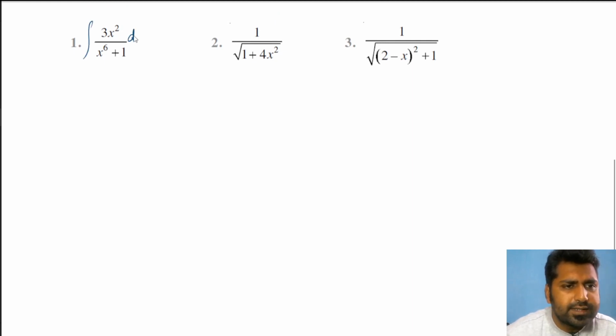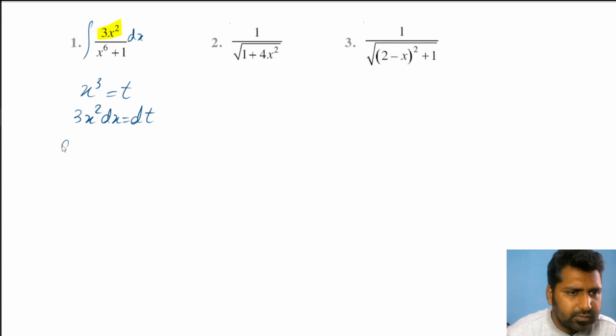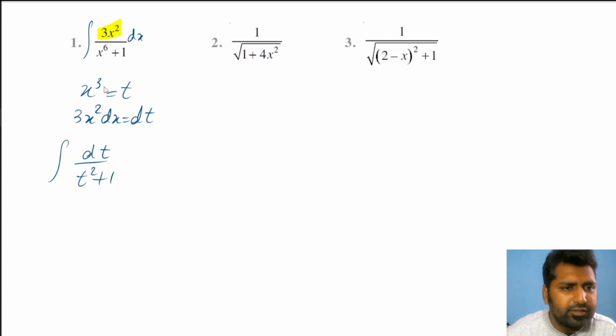So we have to integrate this with respect to x. First of all, the power is 6. That's a big power as such. But look at this, 3x square. This is the differentiation of something. What is that something? x cube. If I take x cube as t, then 3x square dx is dt. So we'll use this. In the integration, the numerator becomes dt, and the denominator, x raised to power 6, can be rewritten as x cube whole square. So basically it is t square plus 1.